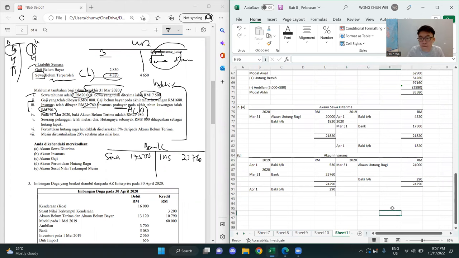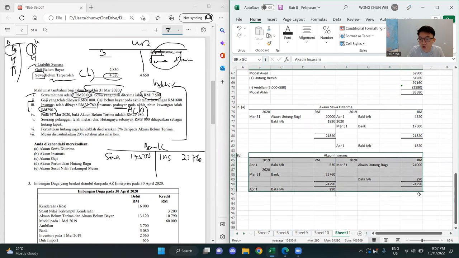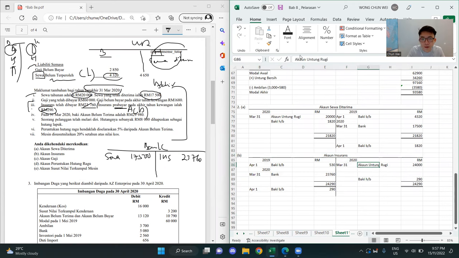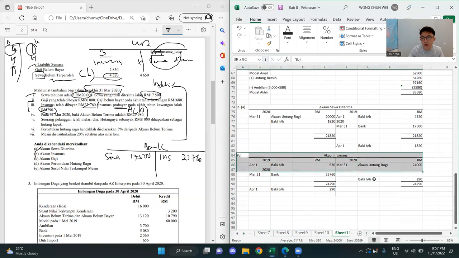So if here you credit your insurance for account rugi, maksud in your account rugi you have the debit. That's why your insurance berlanja is on the debit side. You see, that's how it works. Okay, let's go to your C, your account gaji. So it's the same thing, same concept.